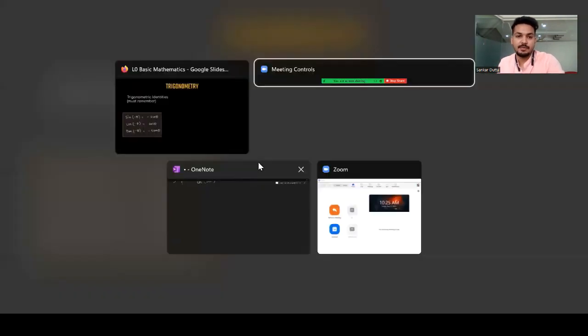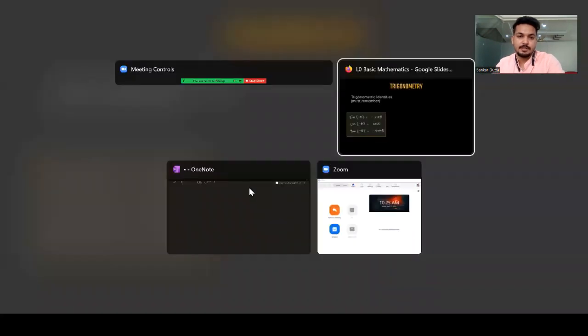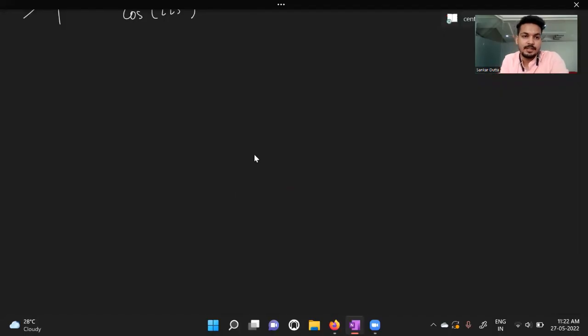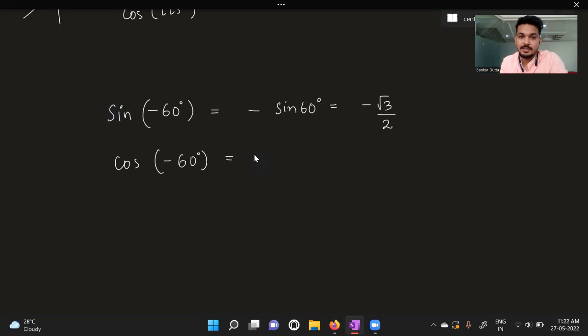What I mean by that, if I want to show you with an example, let me go to the board. If I want to find out how much is sine of minus 60 degree, this would be equal to minus of sine 60 degree. And we know sine 60 is root 3 by 2. So the answer for this is minus root 3 by 2. Cos, on the other hand, if I want to find out cos of minus 60 degree, this is equal to cos 60 degree itself, which means this is simply half, right? No negative sign in this.